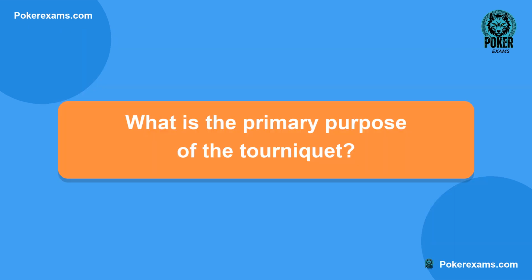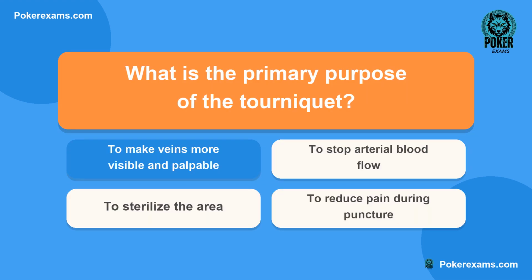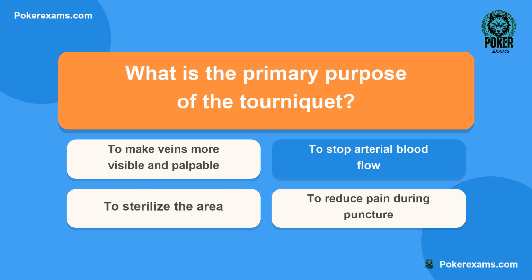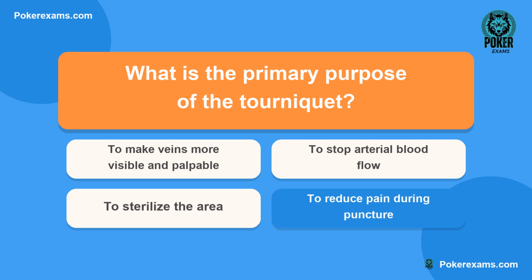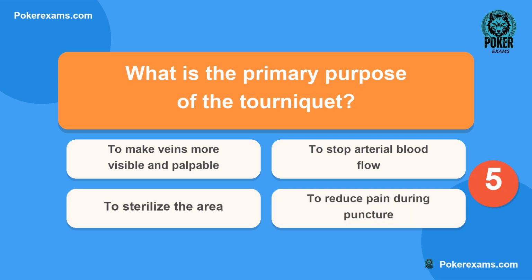Next question. What is the primary purpose of the tourniquet? Is it A, to make veins more visible and palpable? Or B, to stop arterial blood flow? Could it be C, to sterilize the area? Or lastly D, to reduce pain during puncture?